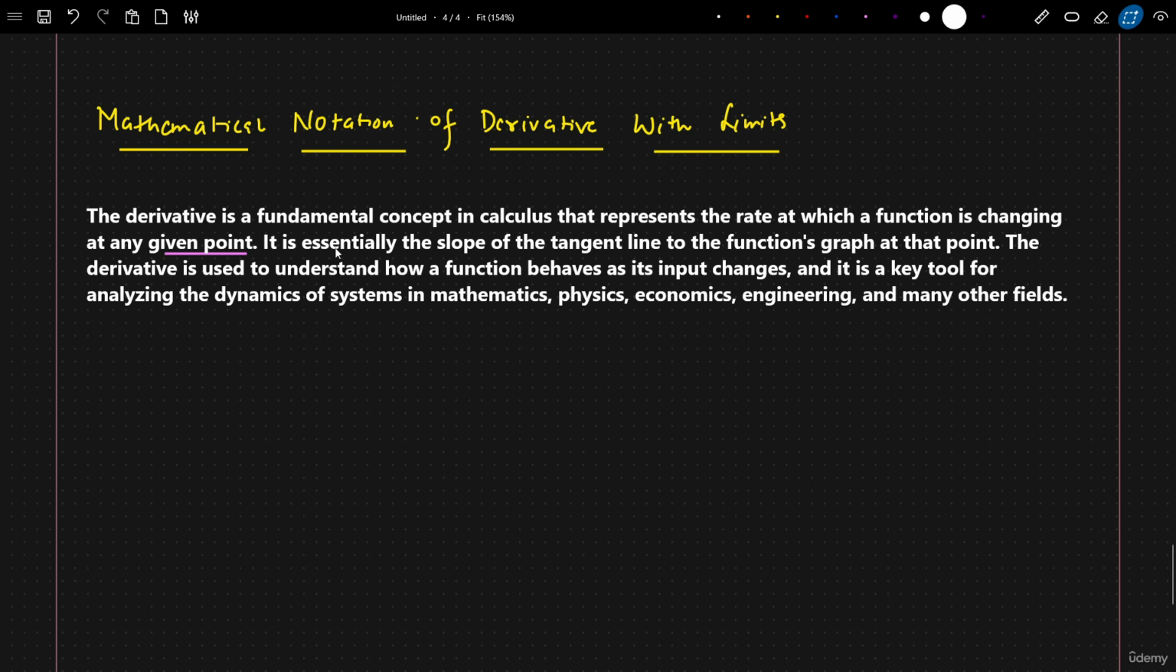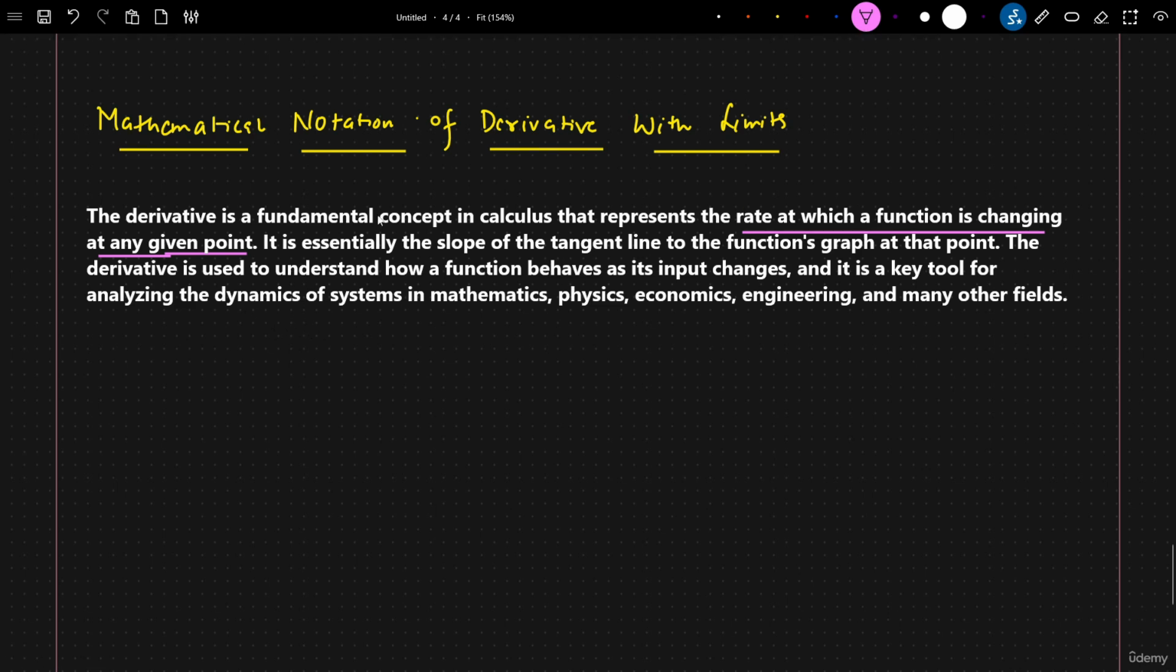Before I discuss more about it, first of all, let's understand the definition of derivative. A derivative is a fundamental concept in calculus that represents the rate. Now this is very important, that represents the rate at which a function is changing at any given point. And this is what we basically discussed in our previous video. It is essentially the slope of the tangent line to the function graph at that point. Okay. And the remaining things you can actually read.